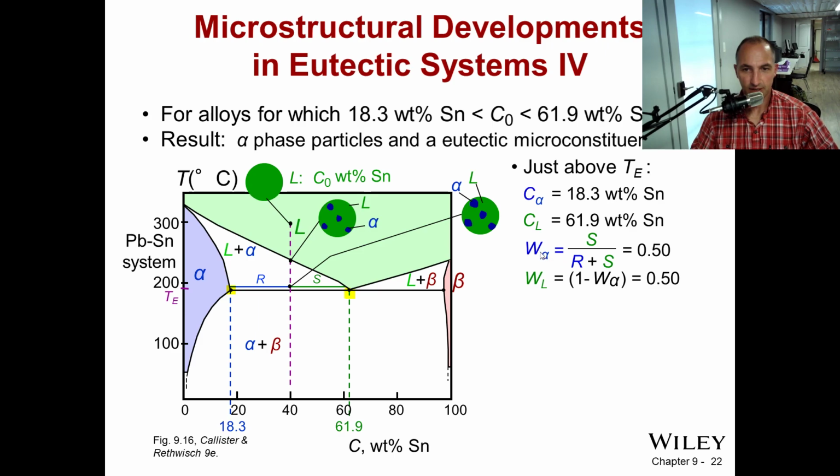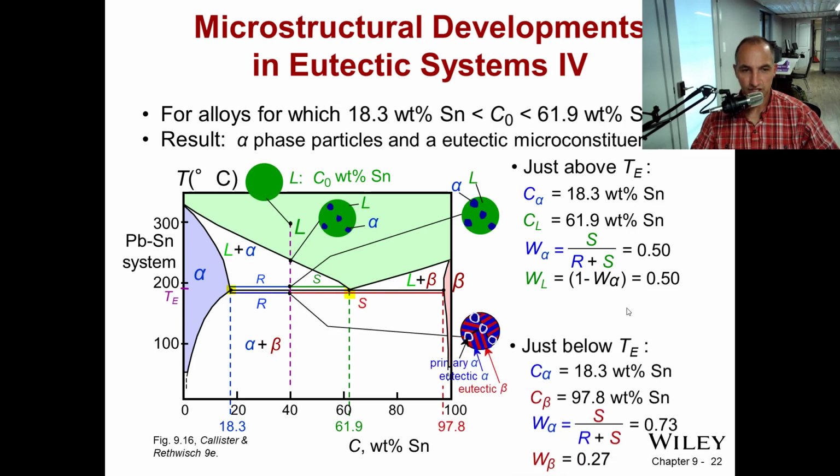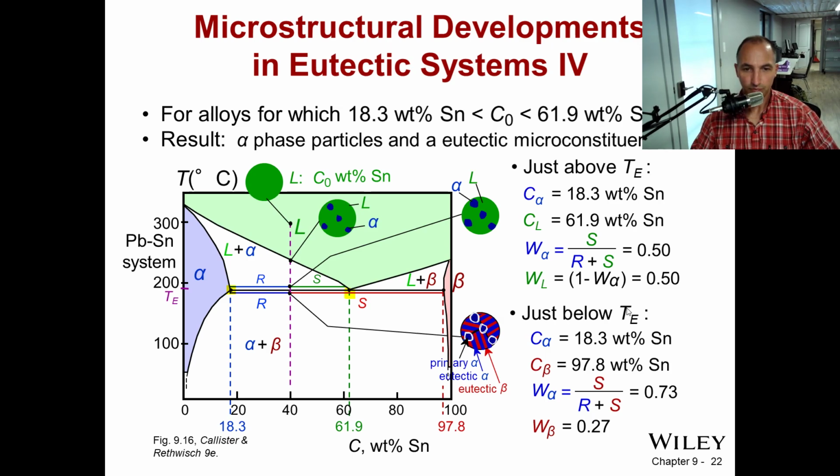And the weight percent of the alpha is S over R plus S. And the weight percent of the liquid, which is the green line here, is just 1 minus that. Or you could just do R over R plus S. So it's 50% weight percent alpha, 50% of the liquid. And just below the eutectic temperature, we solidify out all of the remaining liquid into the lamella. Since it happens instantaneously, you don't have any time to form large phases of one versus the other. It's this lamella phase that forms.